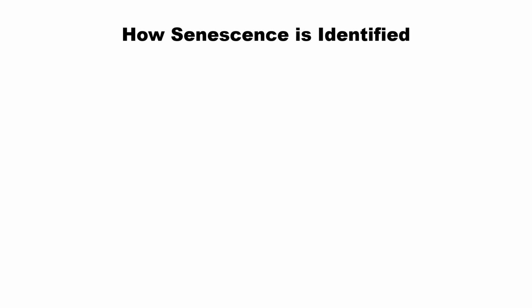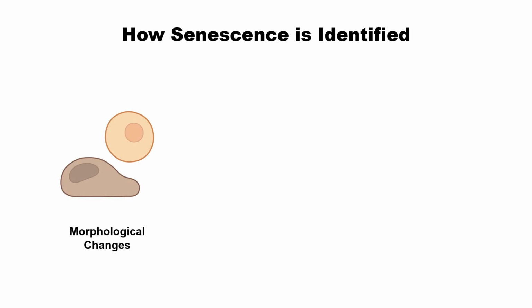How can we detect and discriminate the senescent cells? First of all, the morphology is changed. Senescent cells usually become much bigger than young cells, and the shape is quite heterogeneous.